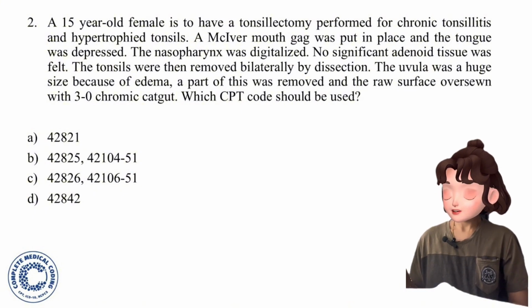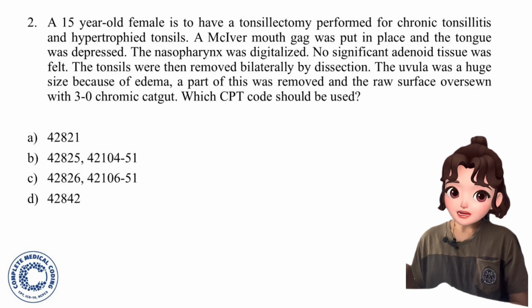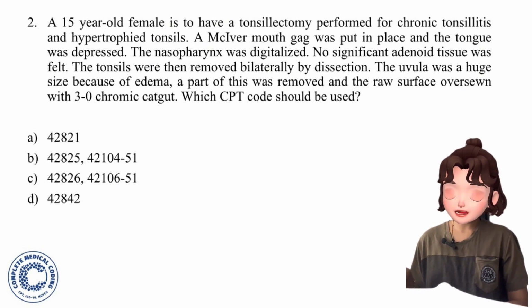So leave that. Now, what is 42826 in option C? Anyway, option B is wrong because code 42825 is wrong. What is option C? 42826. The same, tonsillectomy, primary or secondary, age 12 or over. Yeah, this is the same tonsillectomy, age 12 and over. This code we need, right?